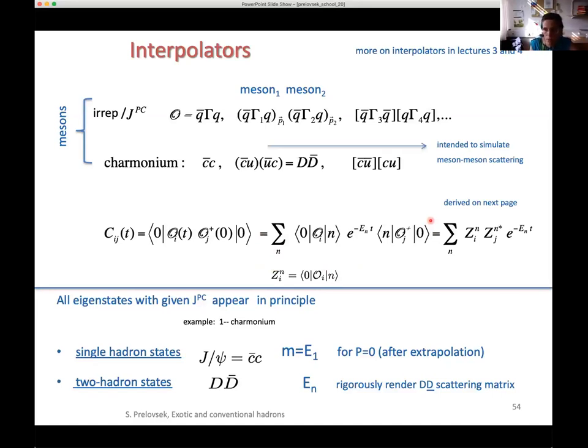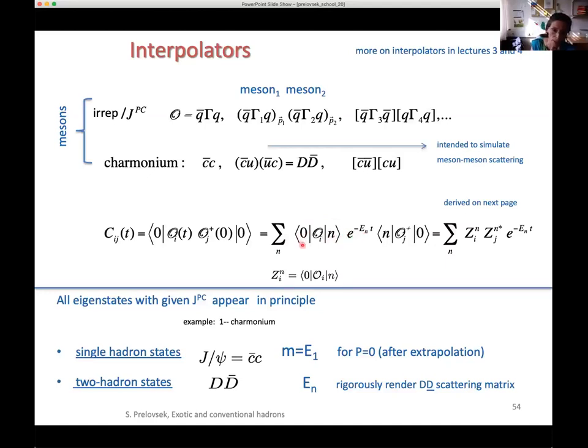Here I'm assuming you've seen this derivation. At least 3/4 of you probably have seen this derivation. But for those who have not, there is a derivation on the next page. But please tell me if you'd like me to derive it. If you're working on the lattice, you probably have seen it. Okay. So, the correlation matrix has the following time dependence, where E_n are the eigenenergies of the eigenstates.